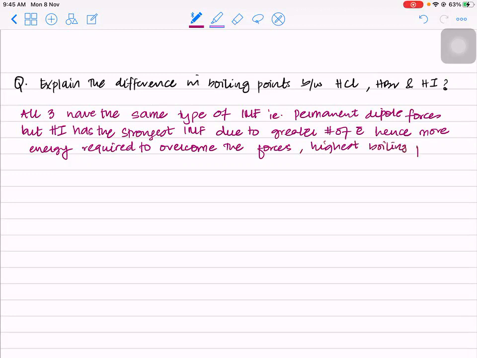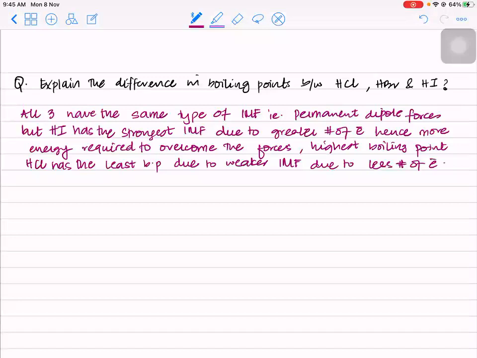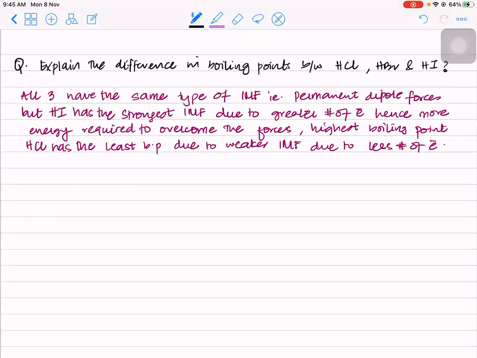And which will have the least boiling point in these? HCl has the least boiling point. And why is that? Due to weaker intermolecular forces, due to less number of electrons. Is this clear? Do you guys understand this? Okay. Let's now see another example.